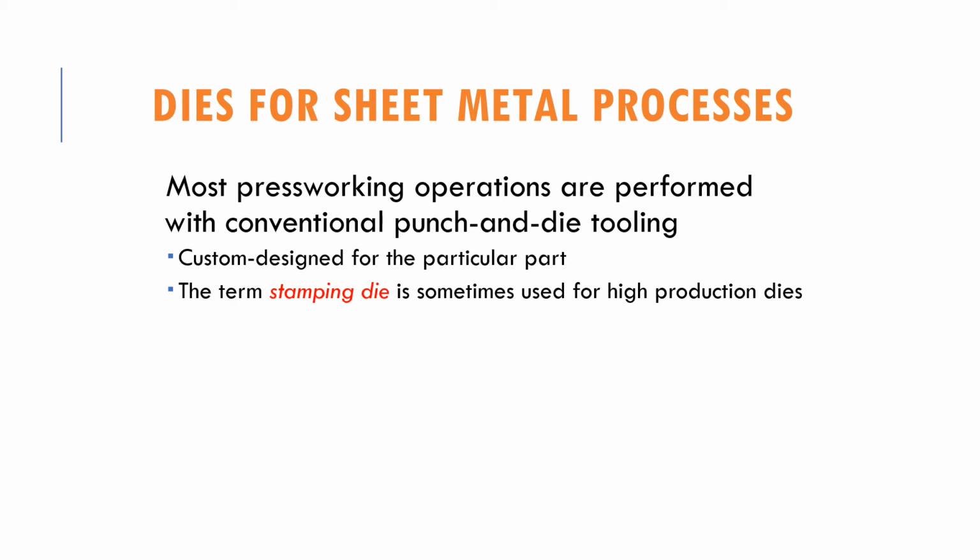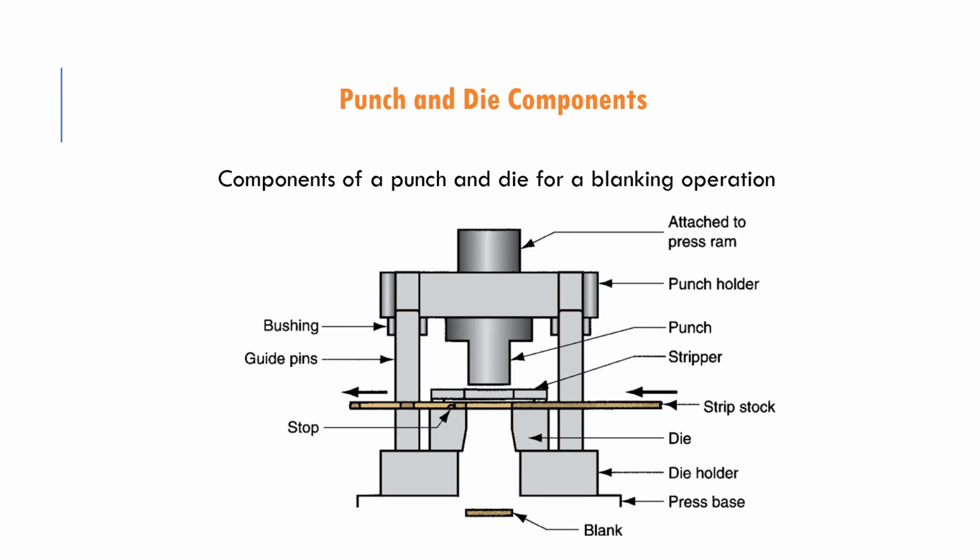For the dies of sheet metal working, most press working operations are performed with conventional punch and die tooling. Okay, so if needed, there will be a custom design for the particular part, and usually the term stamping die is used for the high production dies. So here are the components of the punch and die for a blanking operation. So let us look into the operation here.